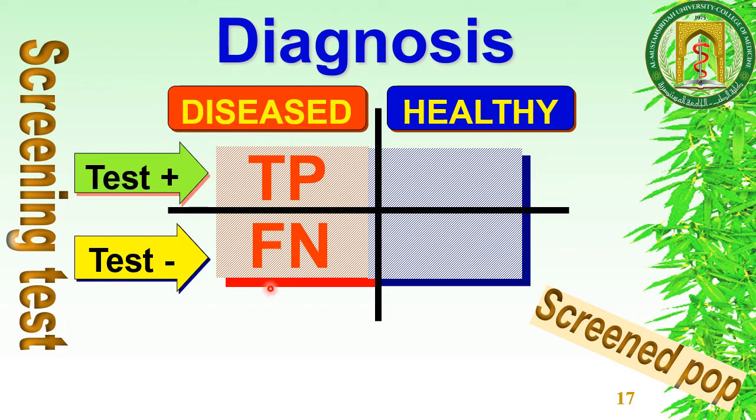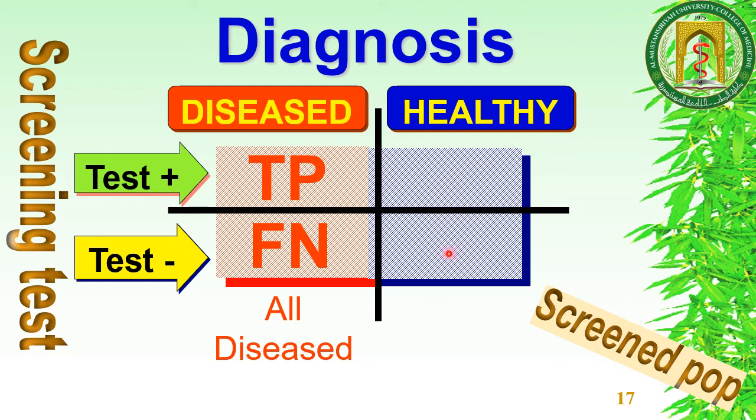From here, you can see that the diseased people include not only the true positives, but in addition the false negatives. Now, we go to the other part of the table. The red part is concerned with diseased. The blue part is concerned with healthy.